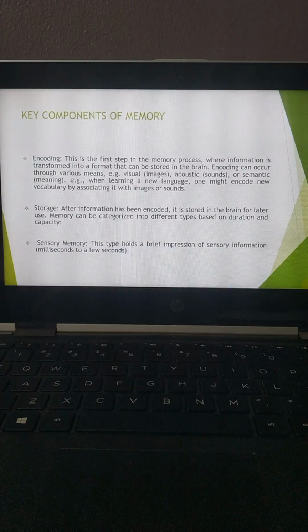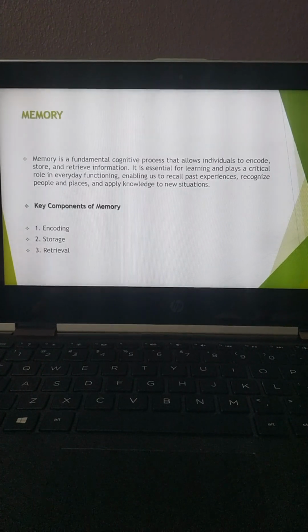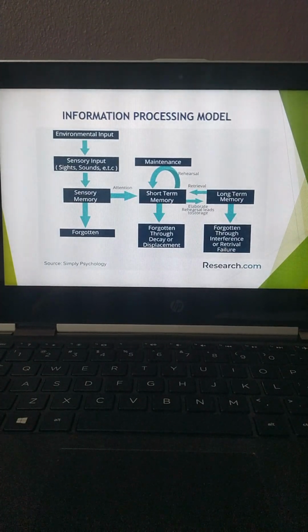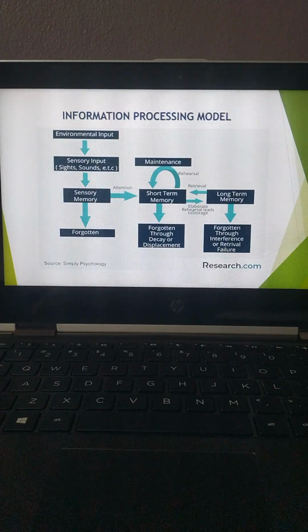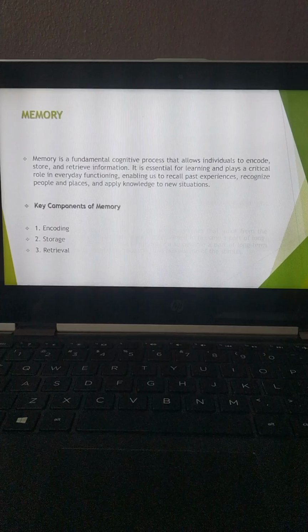The first is the sensory memory. This type holds a brief impression of sensory information, from milliseconds to a few seconds. This doesn't last long at all. Like I said in the last slide, when we talked about the diagram, the sensory memory is the very first type of memory, and it is connected directly to the sensory input. So immediately you get information and it is encoded, it moves to the sensory memory, and it lasts there only for a very, very few seconds.